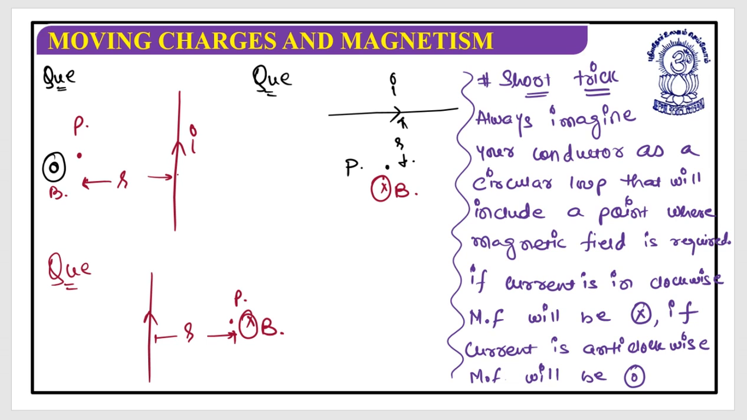Go through it twice and very carefully. You need to imagine your straight conductor as a circular loop, and this circular loop should include a point where magnetic field is required. Now, if current is flowing through this imaginary circular loop in clockwise direction, then the magnetic field will be inside the plane, which can be represented by a cross, and if current is in anti-clockwise direction, magnetic field will be outside the plane, again perpendicular and outside the plane.